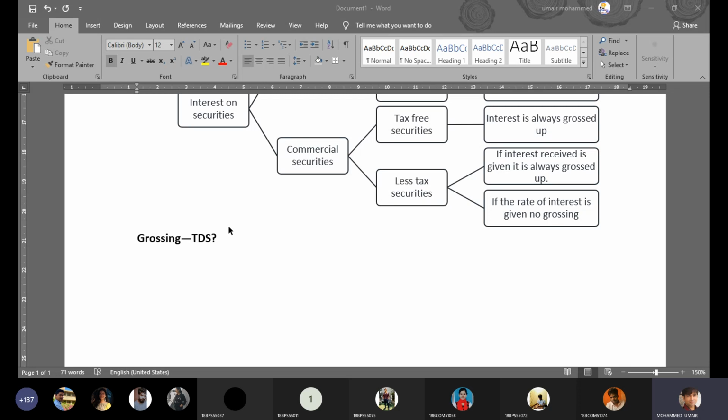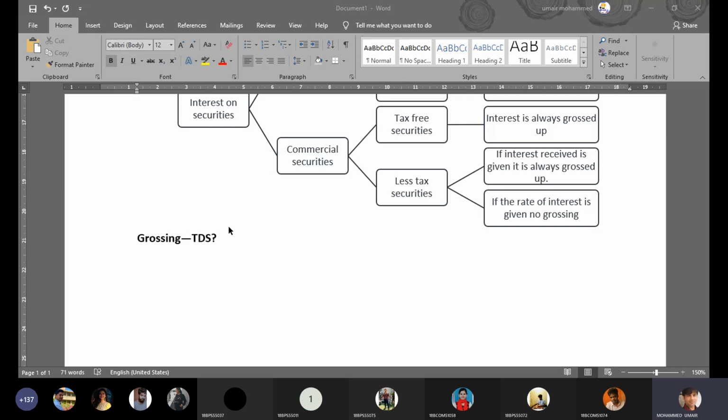Let's say the government of Karnataka has issued bonds for some developmental activity. Now I buy those bonds. I invest almost 1 lakh rupees and the government is paying me 7% interest, which means every year I'll earn 7%. Till the bond matures, I continue to earn 7%. And this is not a tax-free bond. This is a less tax bond.